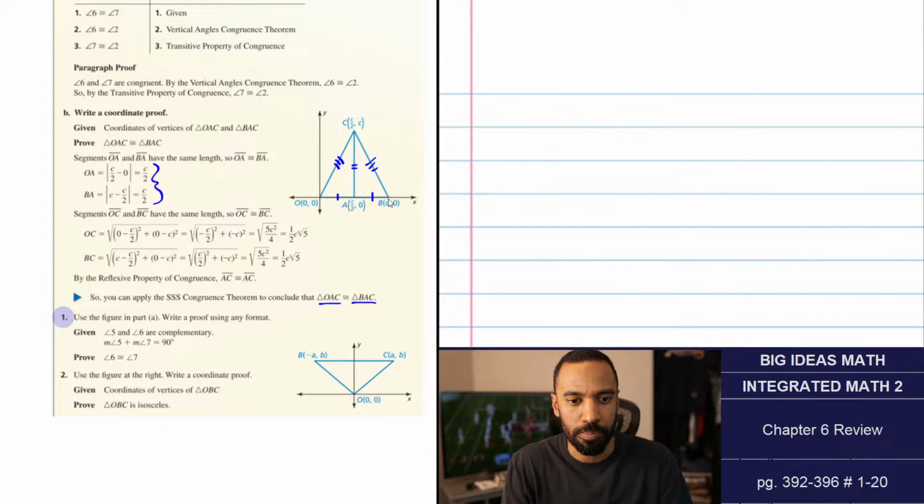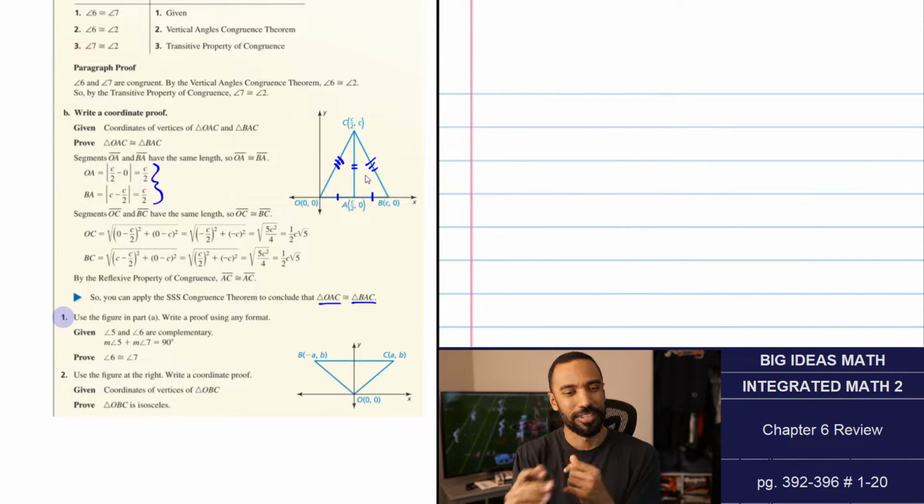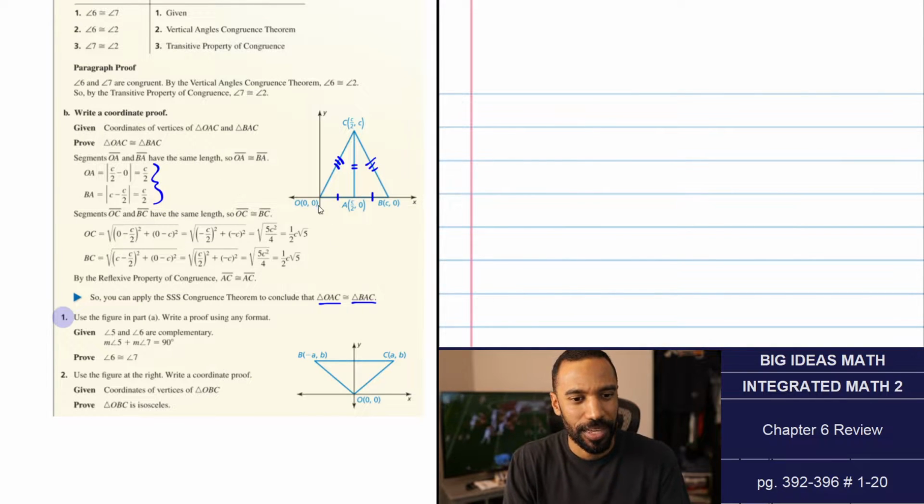OAC is congruent to BAC. O and B, this is kind of a reflective triangle thing. It's like my hands. O and B are corresponding points. A corresponds with A in both triangles, C with C in both triangles as well.